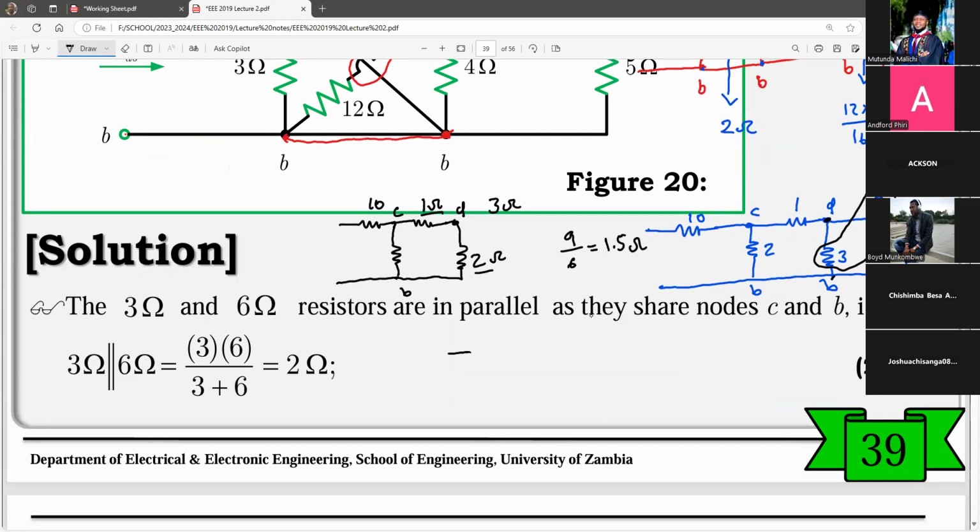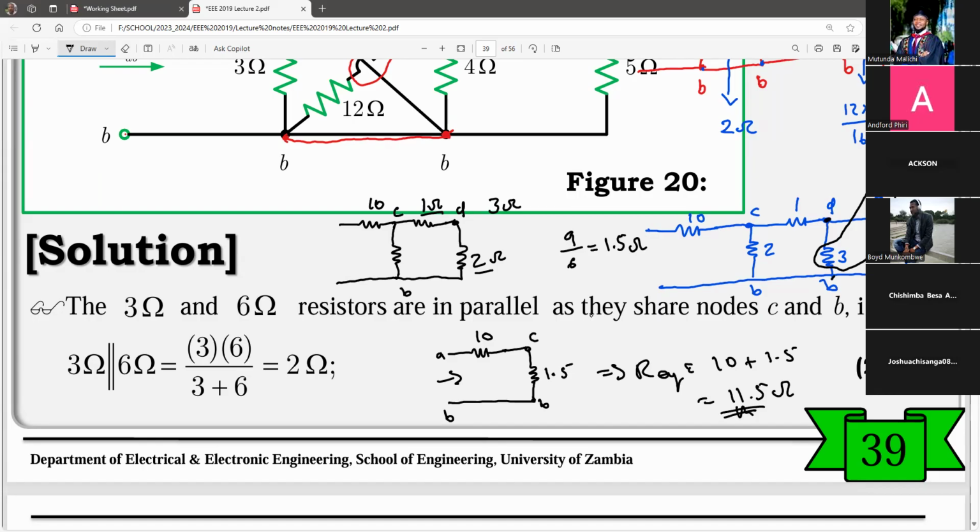So now you have this 1.5, meaning your circuit now reduces to 10, you get to C, then you have 1.5, you get to B, you come back. This is point B, this is A. So if you look into this, Req should be equal to 10 plus 1.5, which is equal to 11.5 ohms as the equivalent resistance.